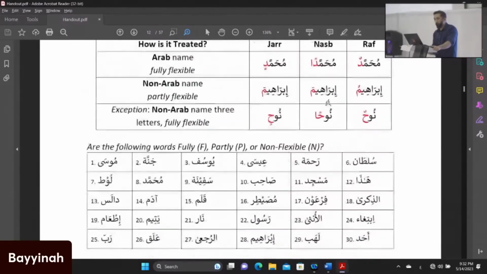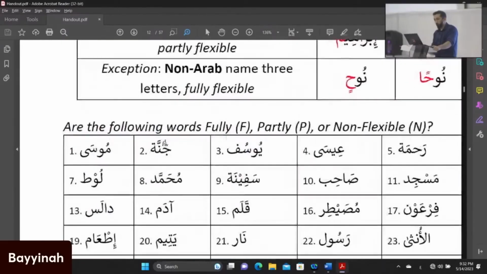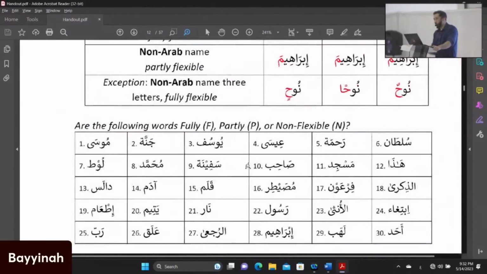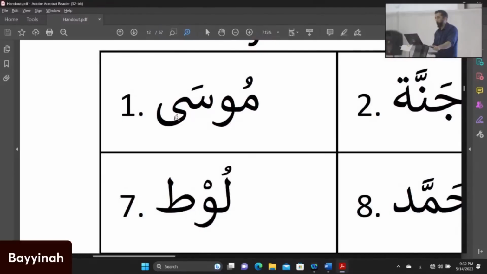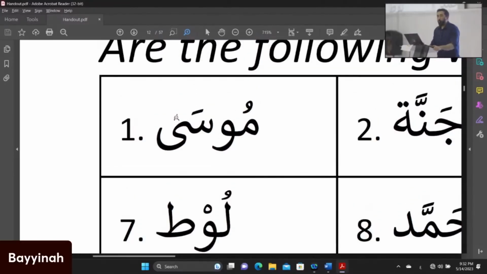Okay. Let's do this. Are the following words fully flexible, partly flexible, or non-flexible? Let's do this exercise together. Number 1, Musa. Can somebody explain why this is non-flexible? You're right, it is non-flexible. No, non-Arab names are partly flexible. You said non-flexible. It ends with alif, which means the only way you can say it is what? Musa. There's no other way to say it. So Musa, Musa, Musa. That's why it's non-flexible.